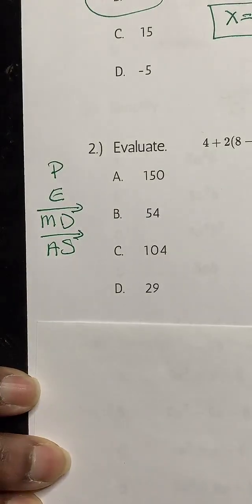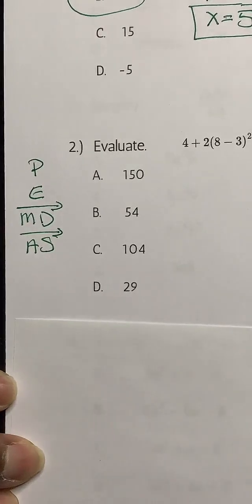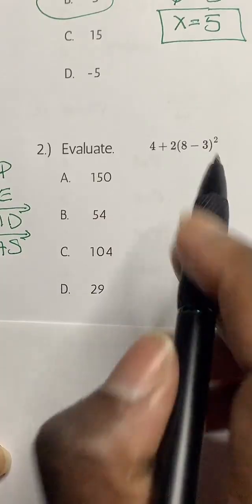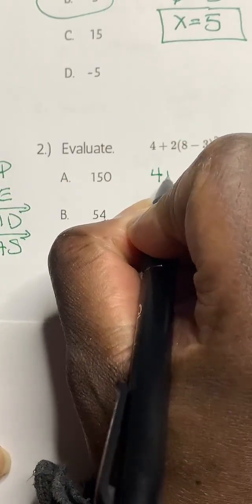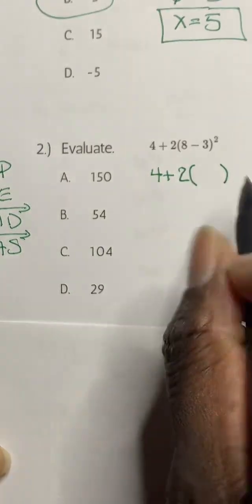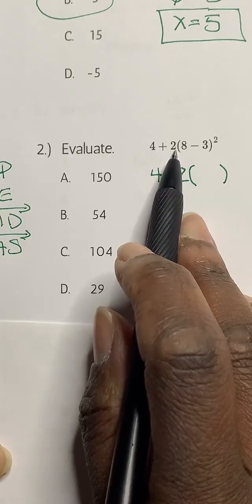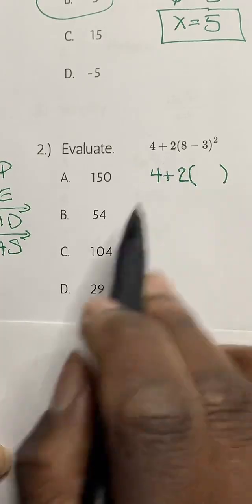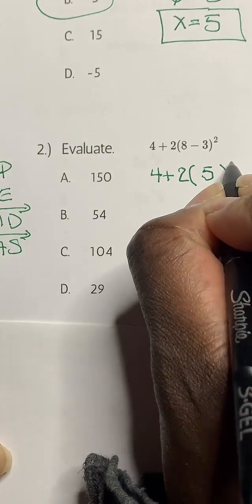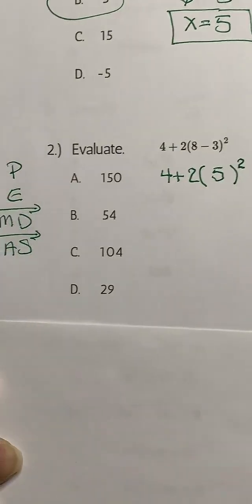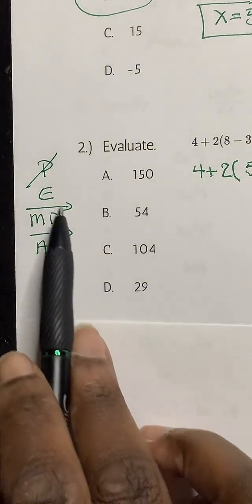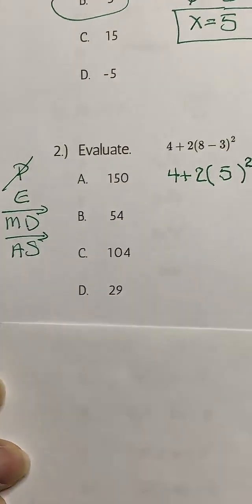So first thing, we need to take a look at what's happening inside the parentheses. So inside the parentheses, we have 8 minus 3. So I'm going to bring down my 4 plus, I bring down my 2, because I know some people probably already added the 4 and 2. No. We always do what's inside the parentheses first. So we have 5, and that's going to be squared. So the P is done. Now we're working on the E. E means exponent.